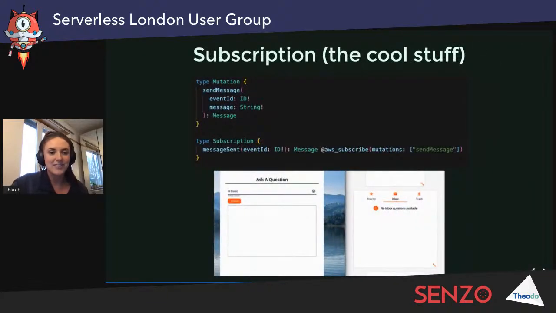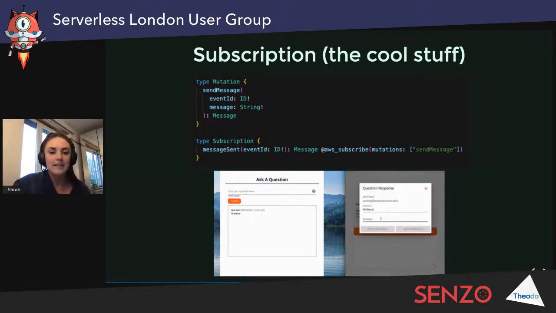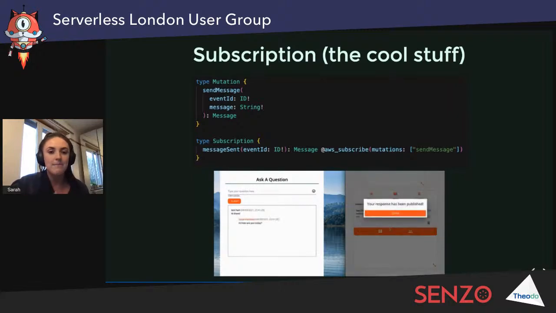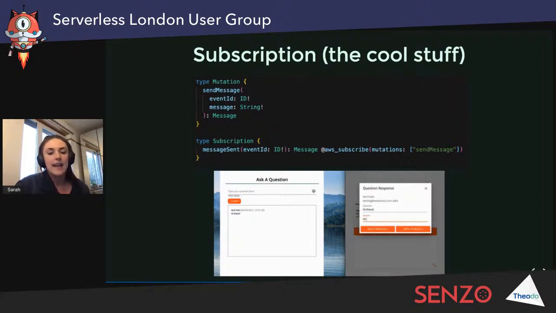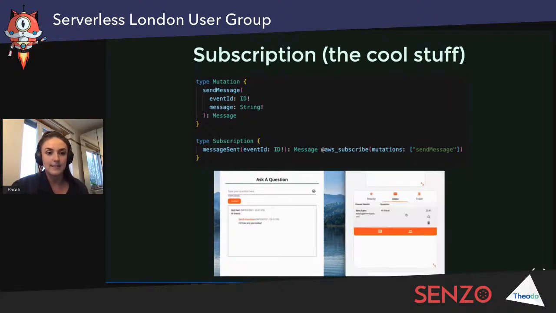And lastly, this is kind of the fun stuff, the real-time updates. So we can define subscriptions. And a subscription essentially subscribes to a mutation. And so when the send message event happens, we can define our subscription so that for this example, when a message is sent, then the subscription gets triggered to update the information on the host end. So that's how we get our real-time subscriptions. And essentially, it's setting up a WebSocket.